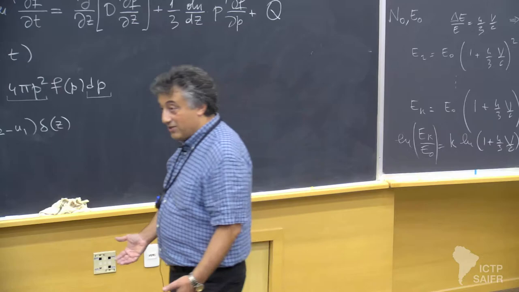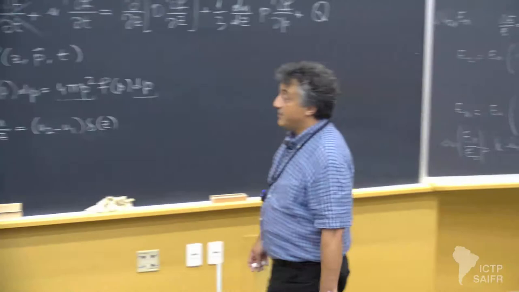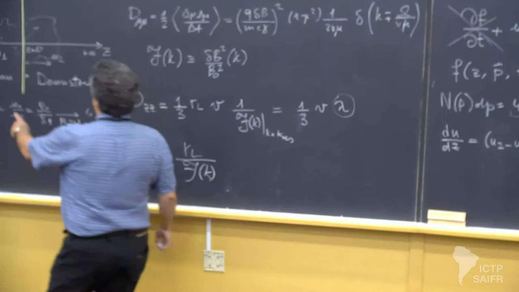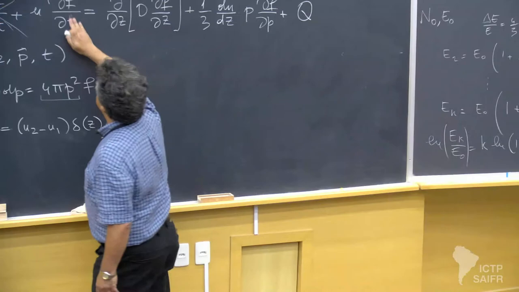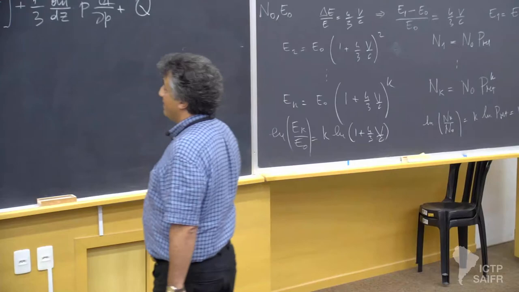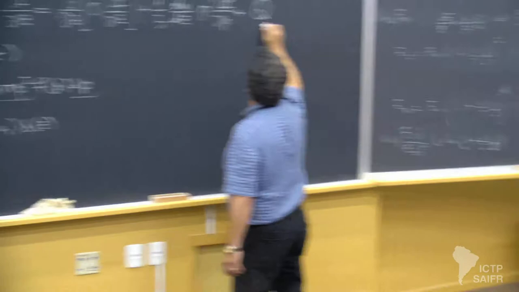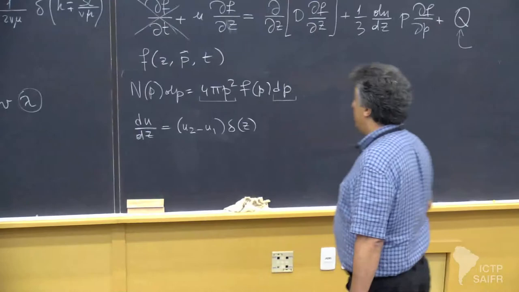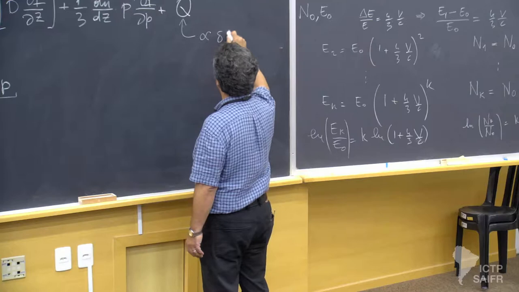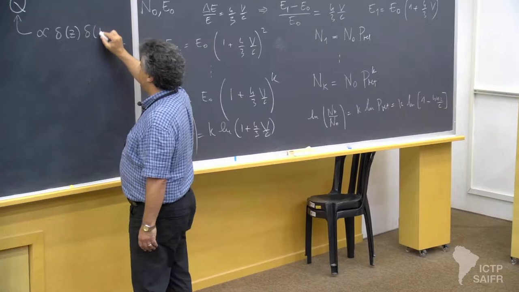Okay, so let's see what happens if I consider this equation upstream. Upstream is this guy here. So in the upstream, this equation, I'm sorry, this is z. U, df, indeed z. Okay? So in the upstream, this term is zero. And we will assume that the injection happens only at the shock surface, so that the particles are kicked into the system only at the shock. So this means that this is proportional to delta of z. And we will also assume that the injection happens at a specific momentum that we'll call p injection.